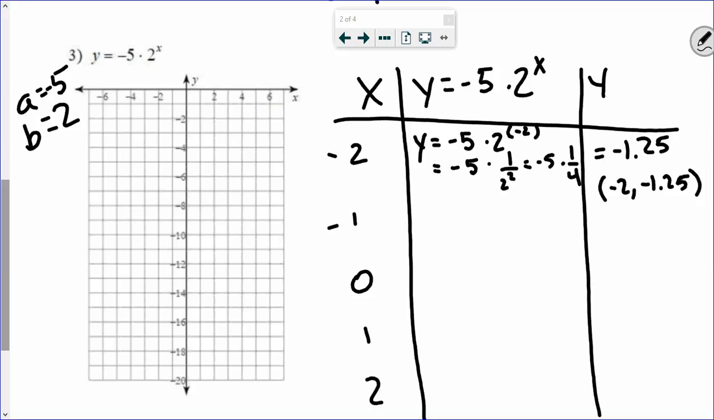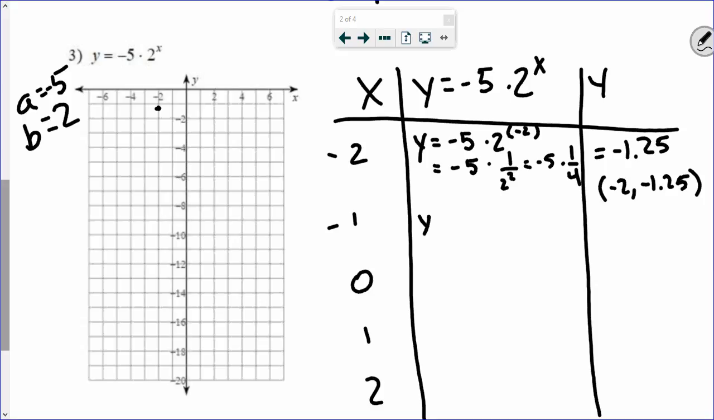All right. Come over and plot that. So -1.25. Let's see, about right there. That ordered pair will be. You guys go ahead, plug in -1, 0, 1, and 2. Give those ones a shot here. So go ahead and pause and do that.